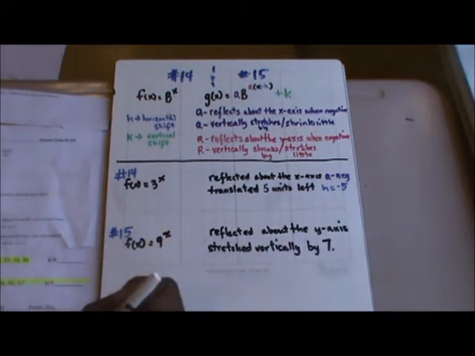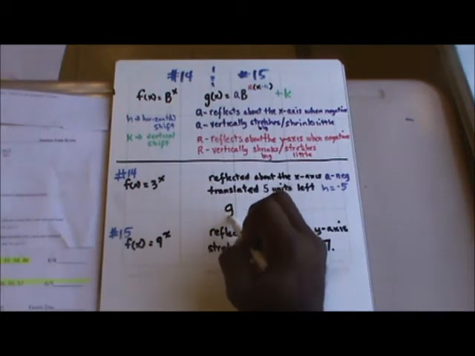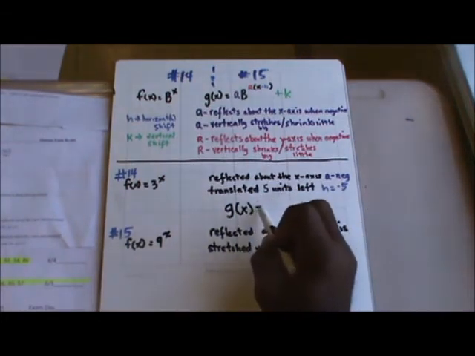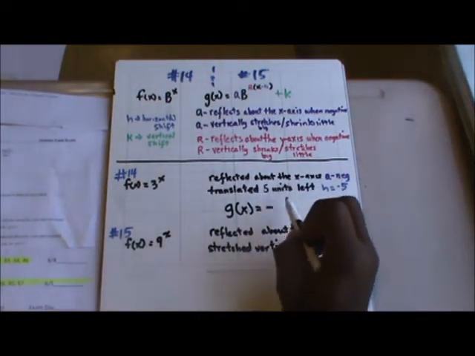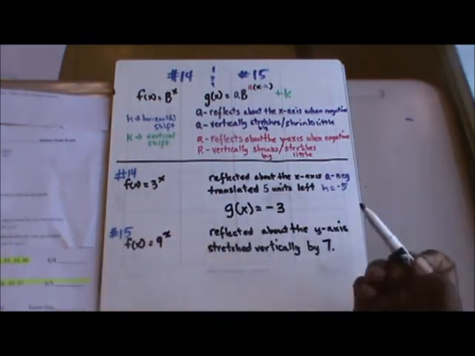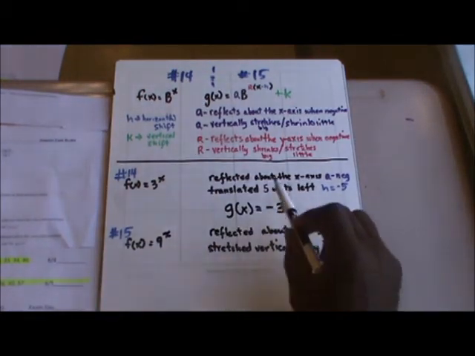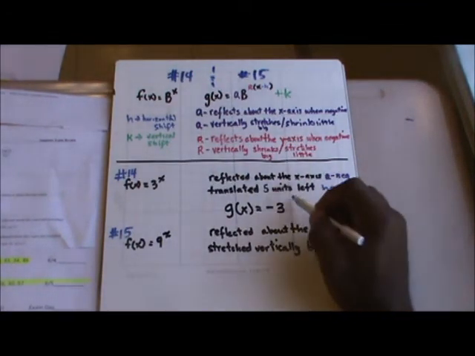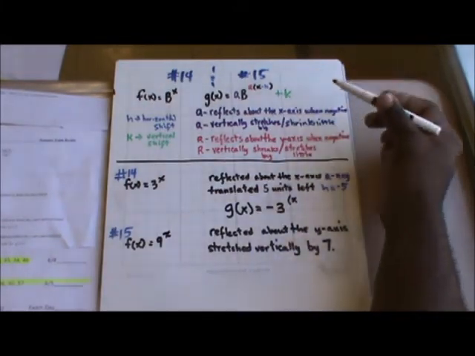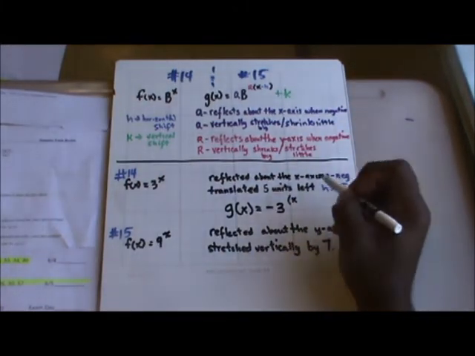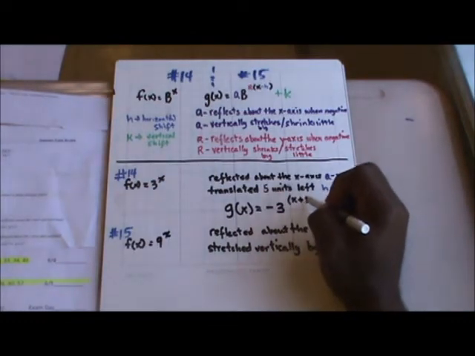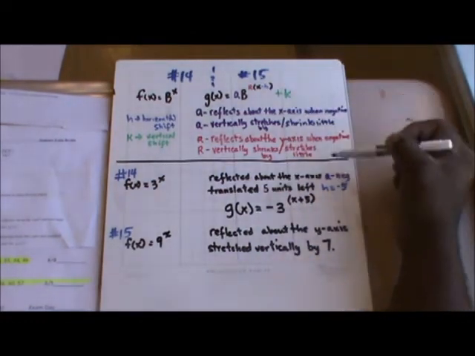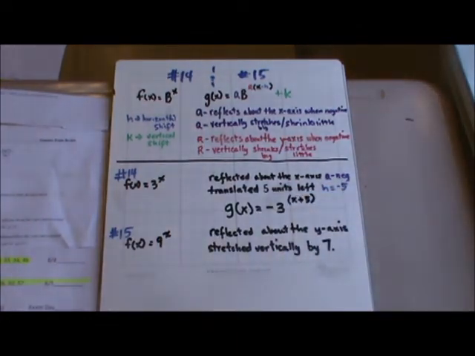So for this problem, g of x is going to be equal to negative 3, because our base is 3, so we start with the same base, and that's what the b stands for, our base, 3 to the x. Now, when we put h into the equation, just like sinusoids and everything else we've done this year, it becomes the opposite. So x - 5 becomes x + 5, and we're done with that one.